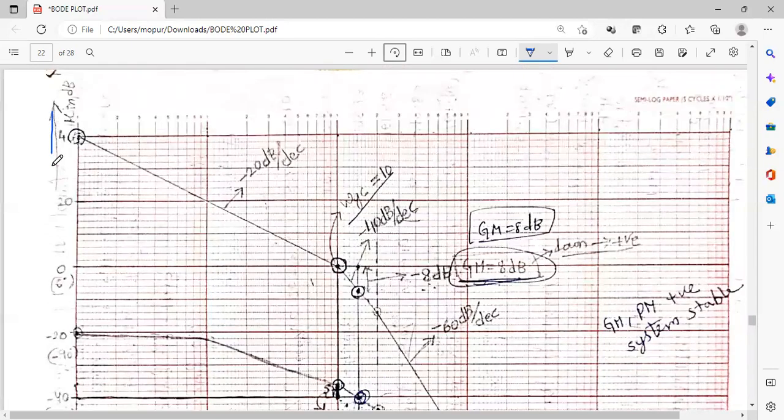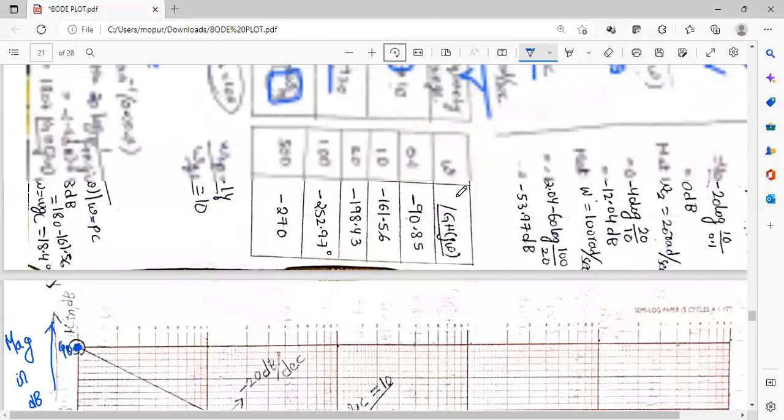See, on the y-axis I am taking magnitude in decibels. First, I am drawing the magnitude plot. So I am taking this as 40, and here it is 20, 10, minus 20, minus 40. So at 0.1, I got 40 dB per decade. That is the first point. Now let us check the next point.